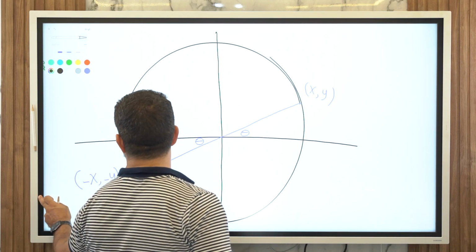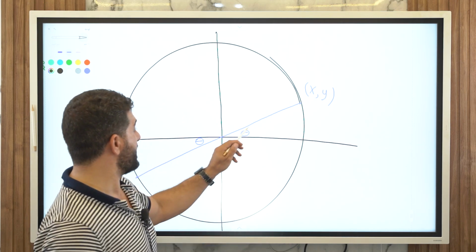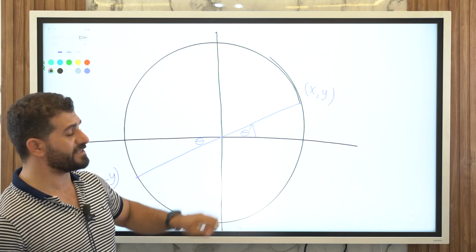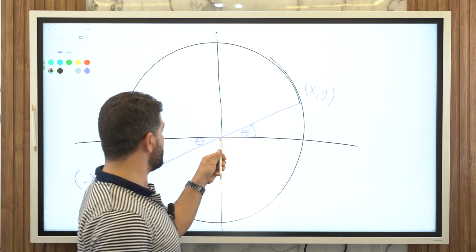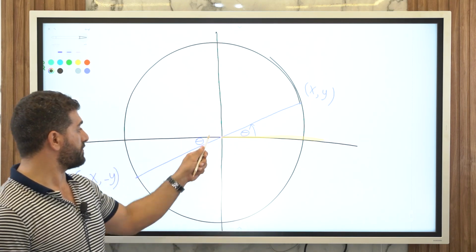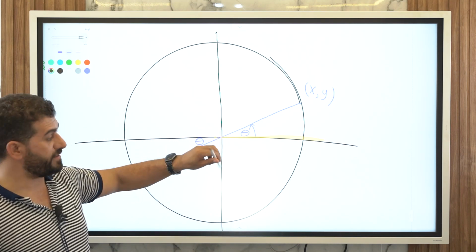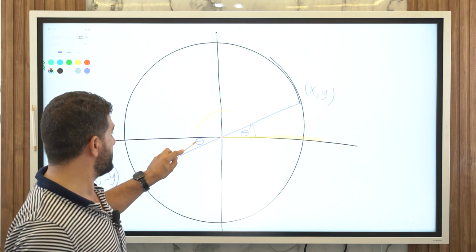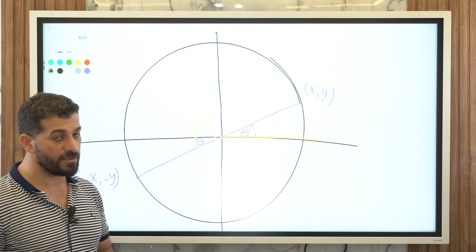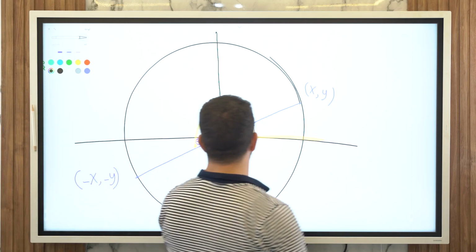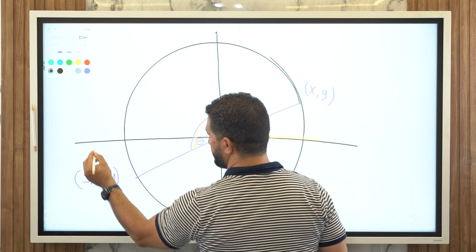Let's go to this angle here. Look at this angle and this angle. This angle in its standard position is theta, because the initial side here is the positive direction of the x-axis. What about this angle here? You know that the initial side is the positive direction of the x-axis, and this side is the terminal side. So this angle is going to be 180 plus theta.